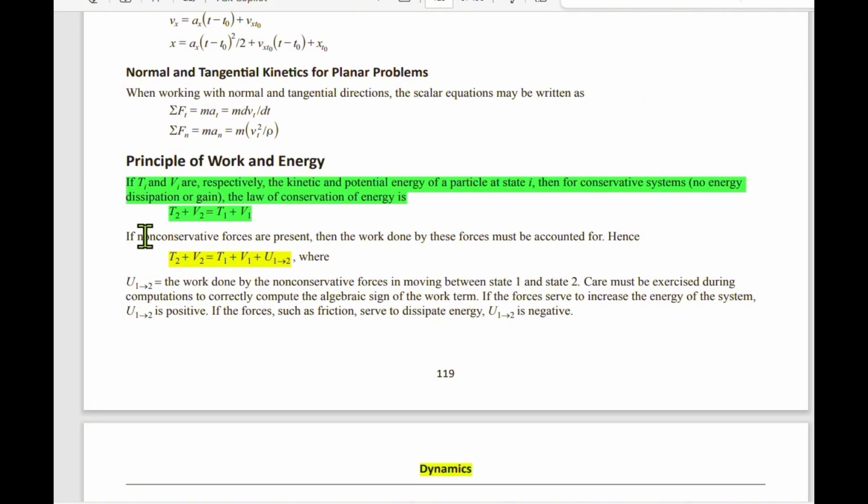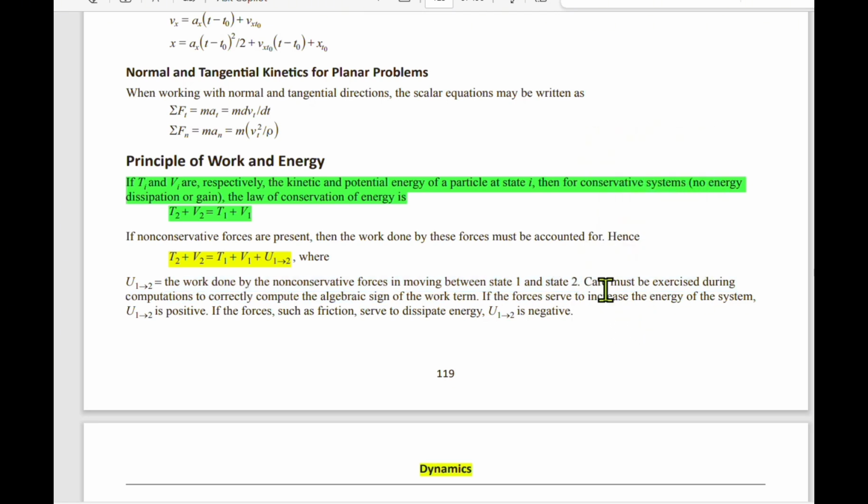As we can read here, if non-conservative forces are present, which, once again to relate it to our example, is that force that is not conservative, then the work done by these forces must be accounted for. Hence, the equation that we had initially changes from T2 plus V2 is equal to T1 plus V1, to T2 plus V2 is equal to T1 plus V1 plus U from 1 to 2, which is the work done by the non-conservative forces in moving between state 1 and state 2.